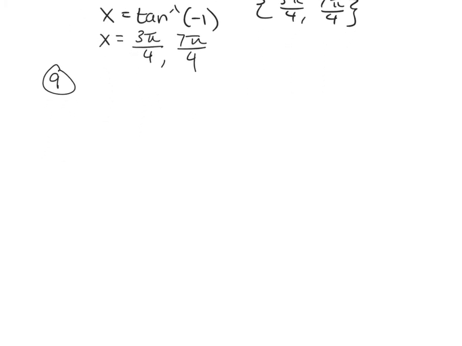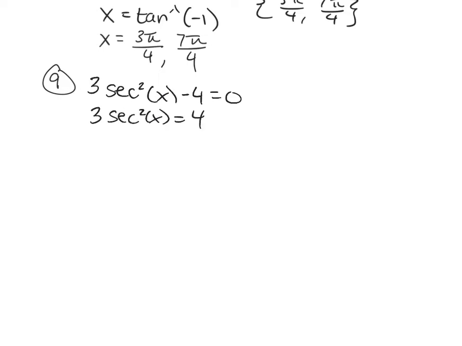Move this up just a little bit. Problem number 9, we have 3 secant squared x minus 4 is equal to 0. Let's see what we can do. So first we're going to add 4 to both sides, and divide both sides by 3.